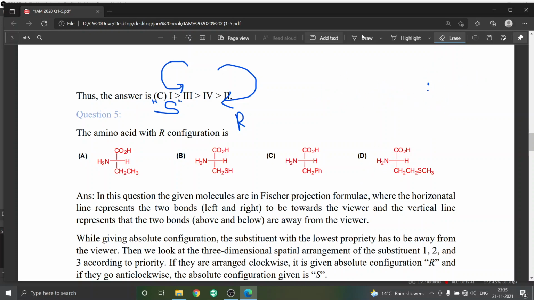And therefore we give the preference accordingly. So let's give the preference. So you are having 1, 4, this was 2, this is 3. So it looks like R, but it will be S. So the answer is B.